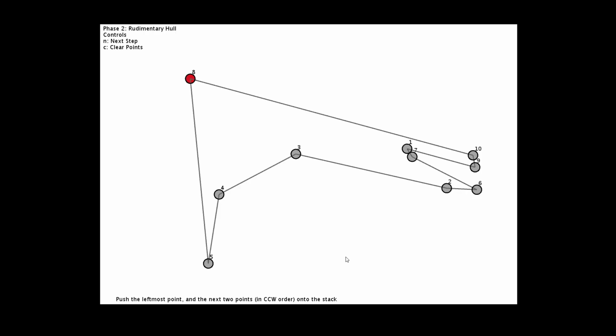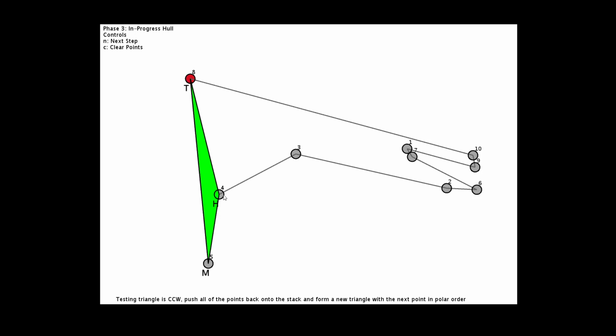So this has formed a rudimentary hull. But this is not the convex hull. It has some indentations in it. It's not complete. So what we need to do is look at the first 3 points and the orientation of the triangle they form. And the orientation of the triangle is counterclockwise. So counterclockwise is good. That's what we want.